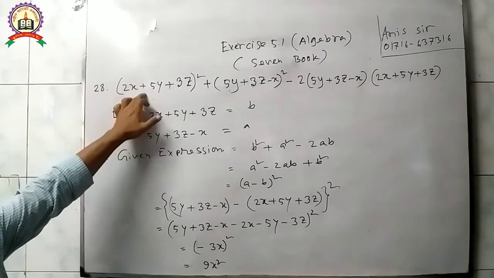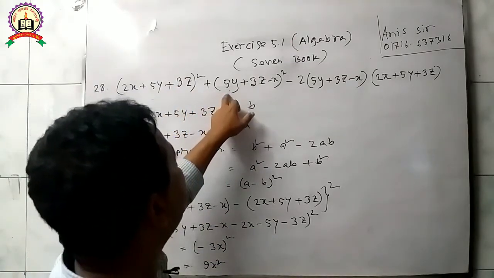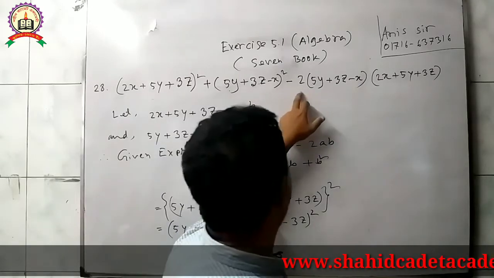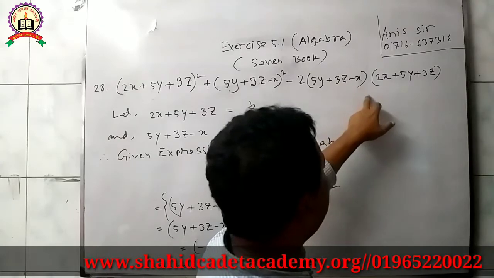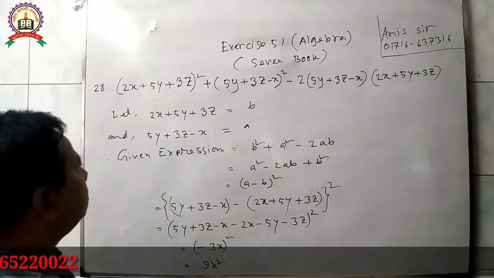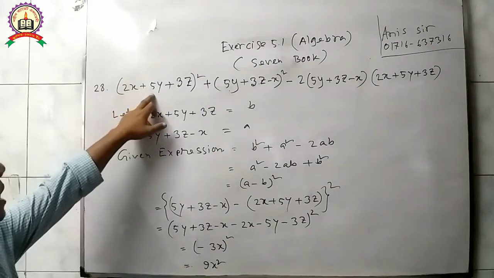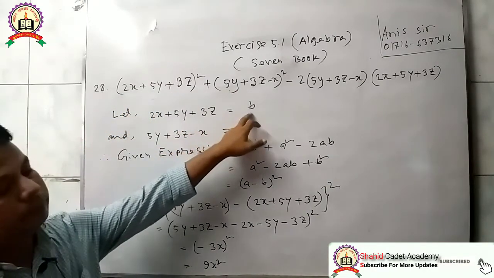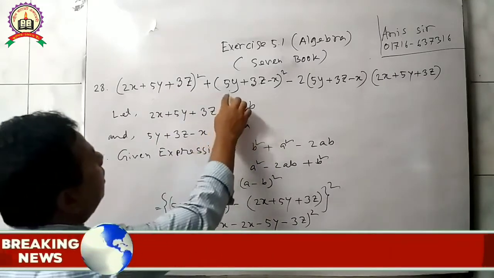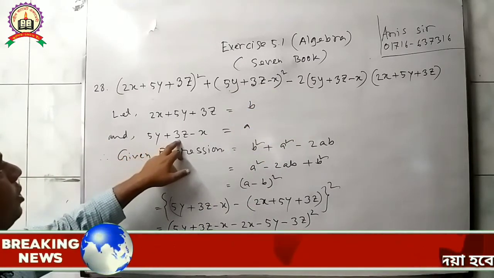Question: (2x + 5y + 3z) whole square plus (5y + 3z - x) whole square minus 2 into (5y + 3z - x) into (2x + 5y + 3z). Now let 2x + 5y + 3z equal to b, and 5y + 3z - x equal to a.